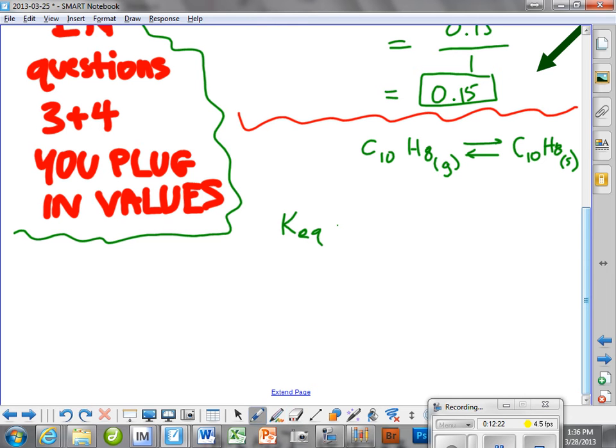K equilibrium is now equal to... and who are we going to have do this? Let's have Mario do this one. Mario, what's on the top? C10H8. And what's on the bottom? Yes, it is. C10H8. Now, folks, who's on the bottom? Who's on the bottom?